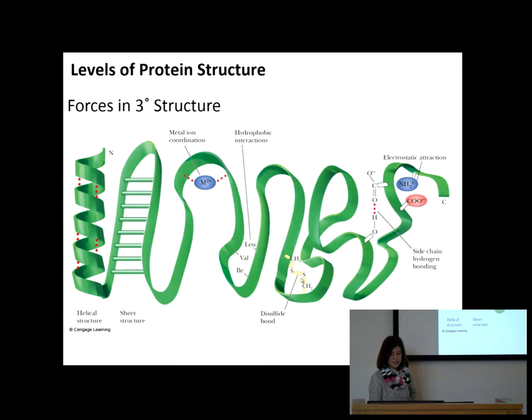Here's our disulfide bond between two cysteine amino acids. We can have some metal coordination we'll talk about later. But here's, it's just a nice little example.